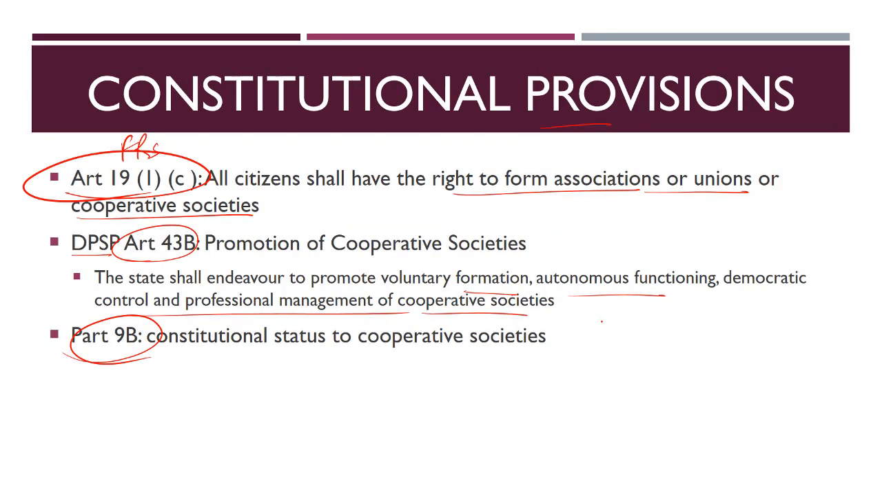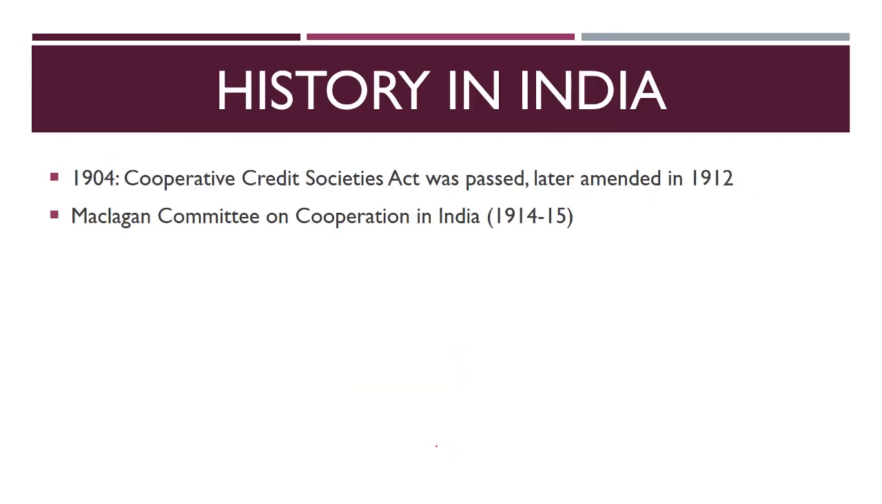In fact, whenever you are writing an answer to any kind of question asked on cooperatives, you can start by writing that cooperatives are mentioned in the Indian Constitution in Article 19(1)(c), Article 43B as a part of the DPSPs, and Part 9B, and then you can go ahead and write the body of the answer. So this will be a very good introduction. If you write it, it will fetch you good marks.